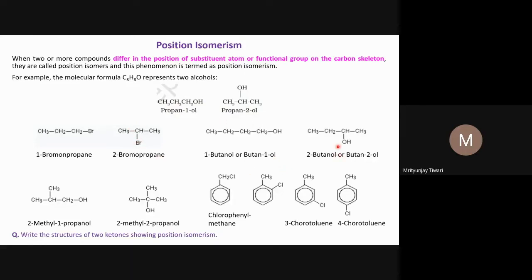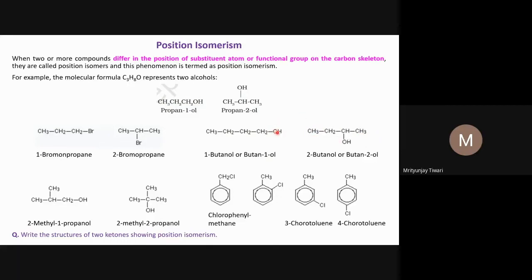Now let's see this example. This example is also of an alcohol. Now see this alcohol, the OH group is attached to this carbon atom, and this longest chain contains four carbon atoms. This longest chain also contains four carbon atoms. So they are not position isomers.